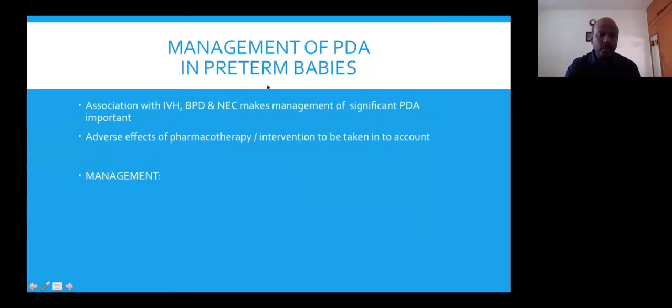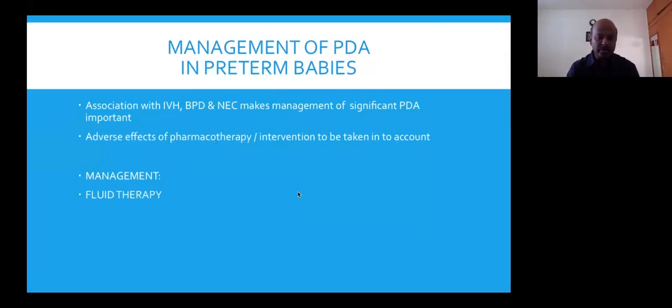So what makes it important to manage the PDA is its association with intraventricular hemorrhage, bronchopulmonary dysplasia, and necrotizing enterocolitis. But again, what makes it important during the management is to consider the adverse effects of the pharmacotherapy or the intervention that we need to do. So management, mainly fluid therapy.